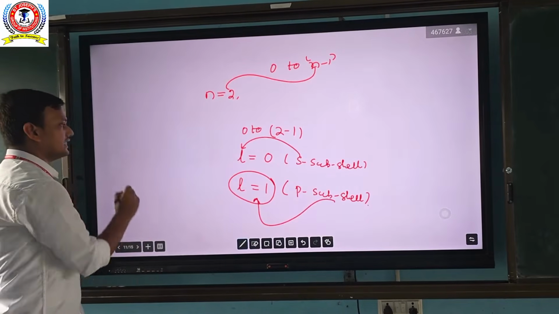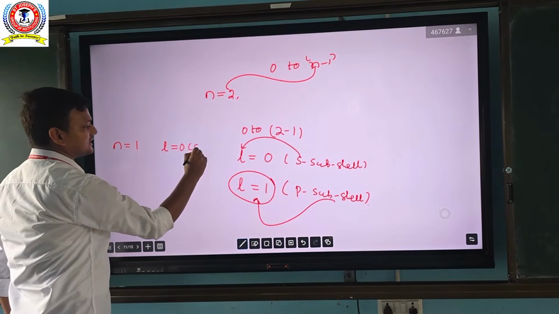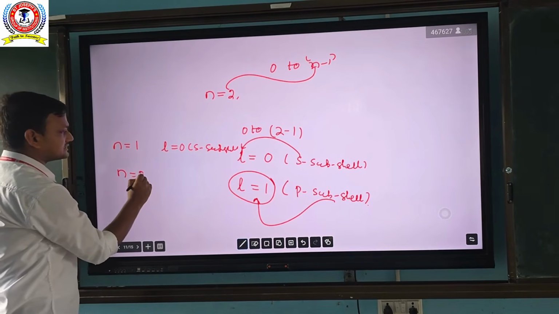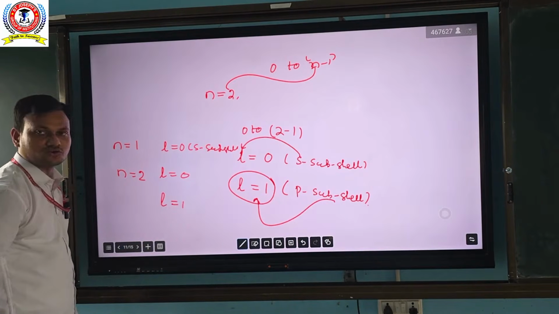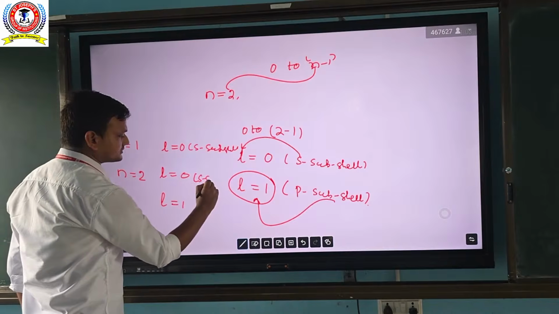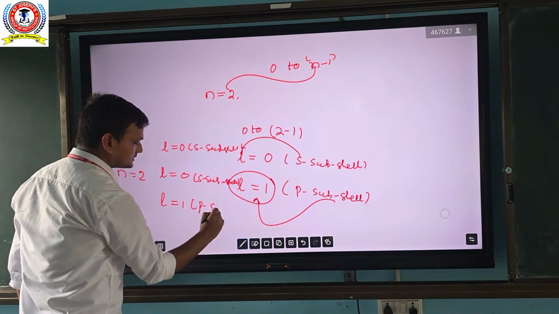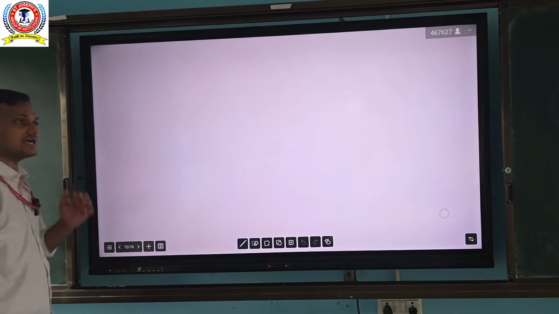That means in the first cell only one subcell is present, that is the S subcell. In the second cell two subcells are present, that is L is equal to 0 and L is equal to 1. That means the S subcell, and the second one is the P subcell. Let's come to the third cell.